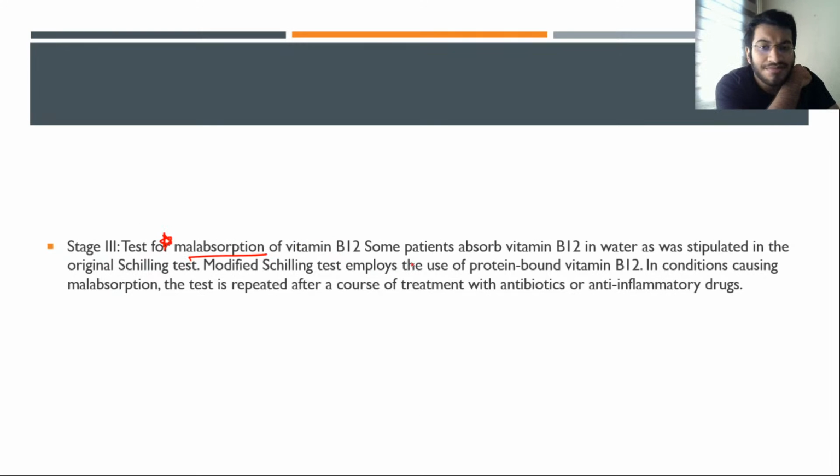Some patients cannot absorb vitamin B12 in water as was stipulated in the original Schilling's test. The modified Schilling test employs protein-bound vitamin B12, and in conditions causing malabsorption the test is repeated after a course of treatment with antibiotics and anti-inflammatory drugs.